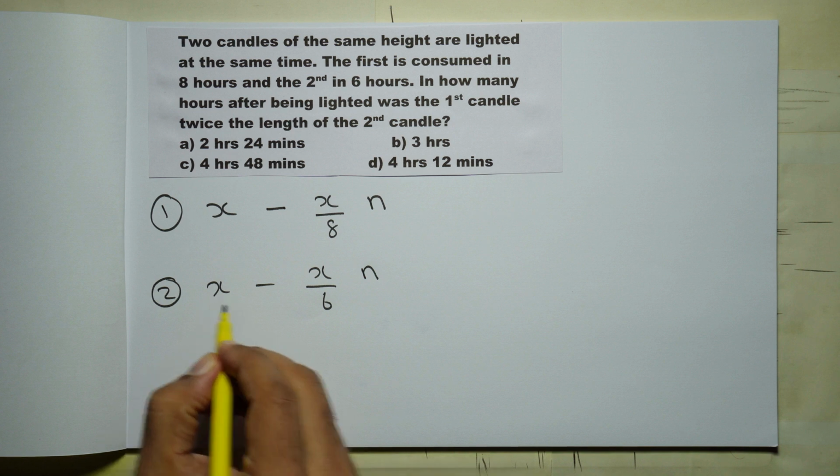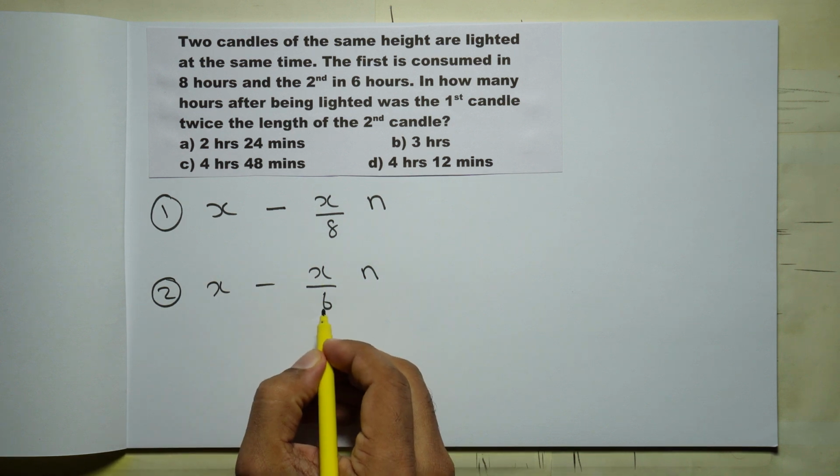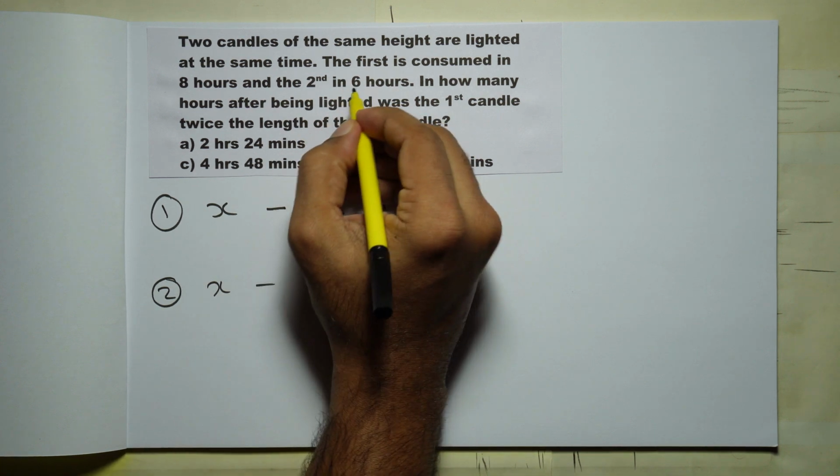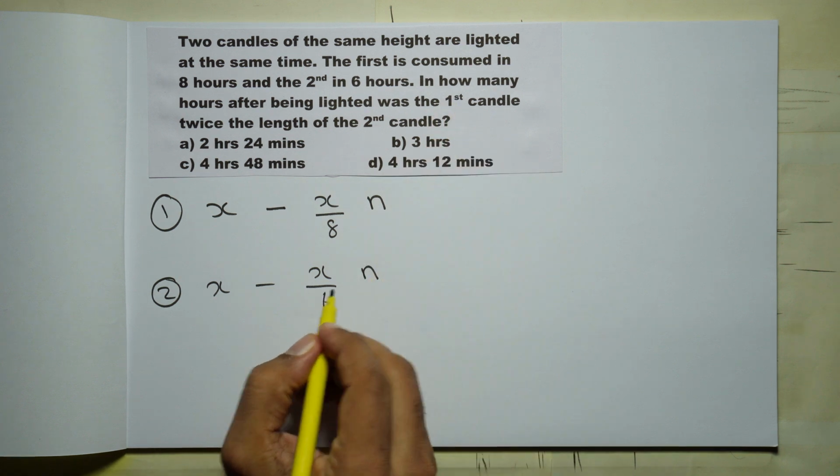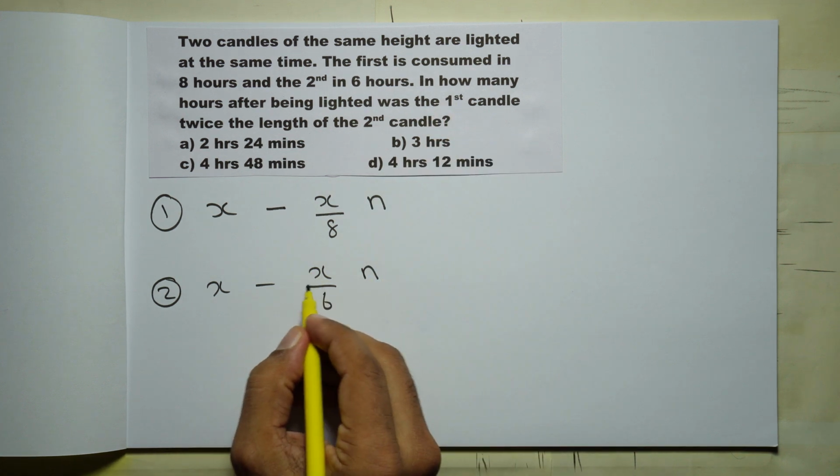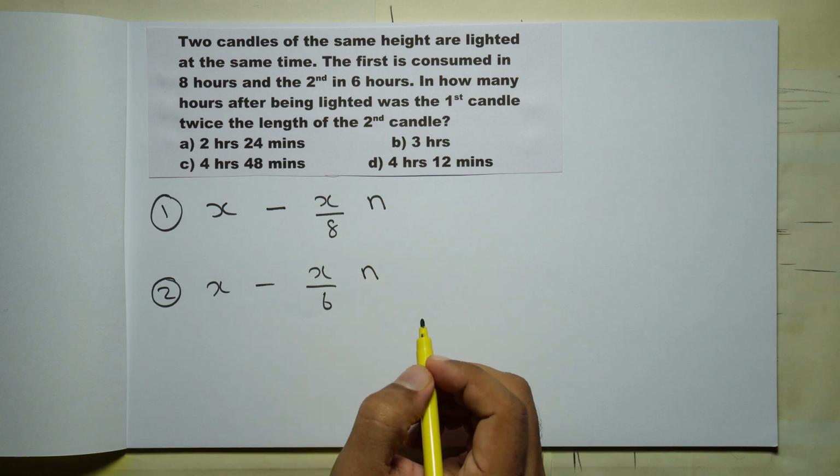Initial height is x. Every hour x by 6 of the candle will be consumed. It is fully consumed in 6 hours, which means every hour 1 by 6 of the total height will be consumed, like that for n hours.